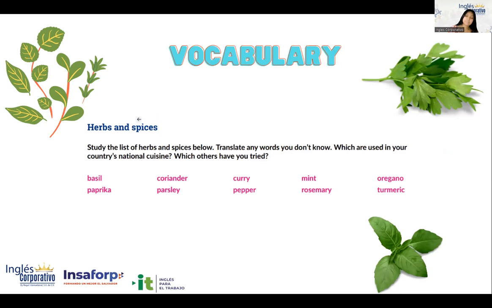Spices. Correct, spices. So in this case, we are going to, first of all, focus on the ones that probably we don't know. And then we are going to talk about vocabulary as well, and pronunciation. So let's see, we're going to start with this one. What do you think in this case basil is? This one is basil. What is basil?